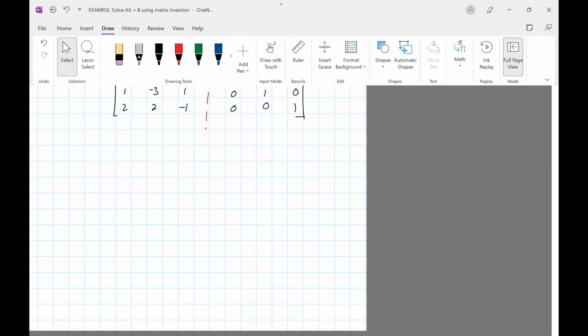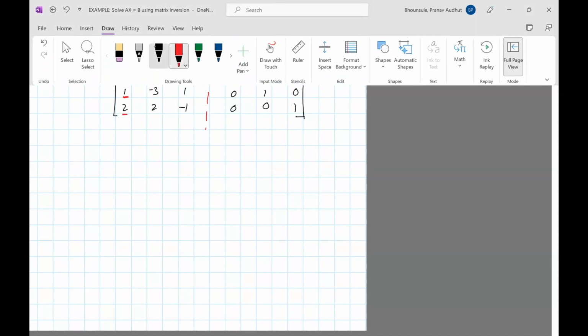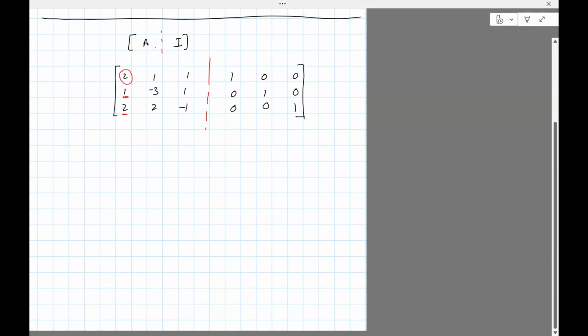Okay, so let me remind you how Gauss-Jordan elimination works. What we do is we try to create a 1 on the diagonal element starting from column 1. So we'll try to first put a 1 there, right? Do an operation which creates a 1 instead of the 2. And once we have that, we can use that 1 to eliminate the other rows in that column. So we'll eliminate 1 and 2, and we'll end up with zeros. So to convert the 2 to 1, all I do is row 1 equals row 1 divided by 2.